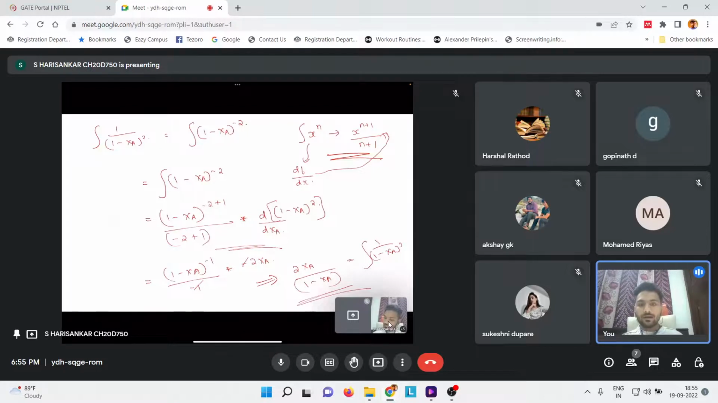Is this integration clear? Do you guys want me to repeat this? I think these things will be taught in engineering mathematics, and you might have learned this in your high school as well during calculus. So just go through this integration, and if you want me to repeat it, just let me know. If everything is clear, we'll just move on to the question.